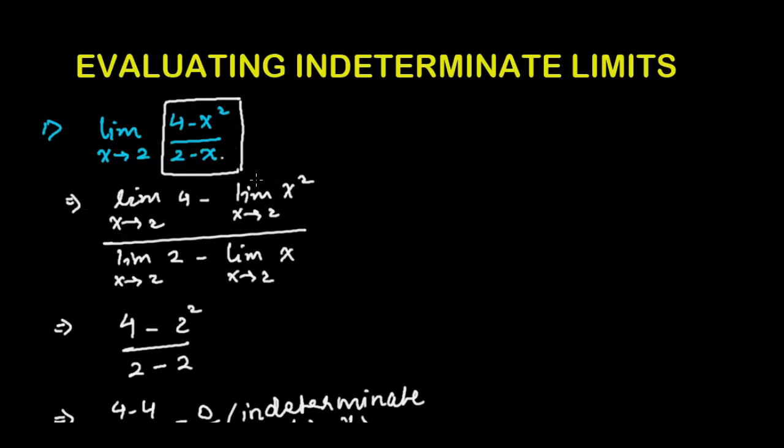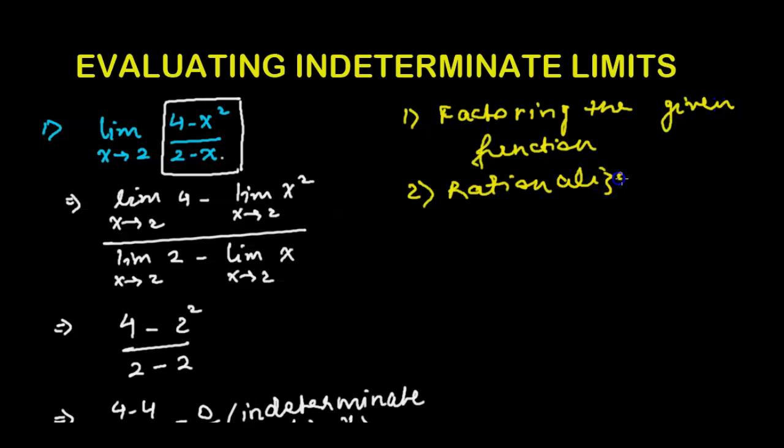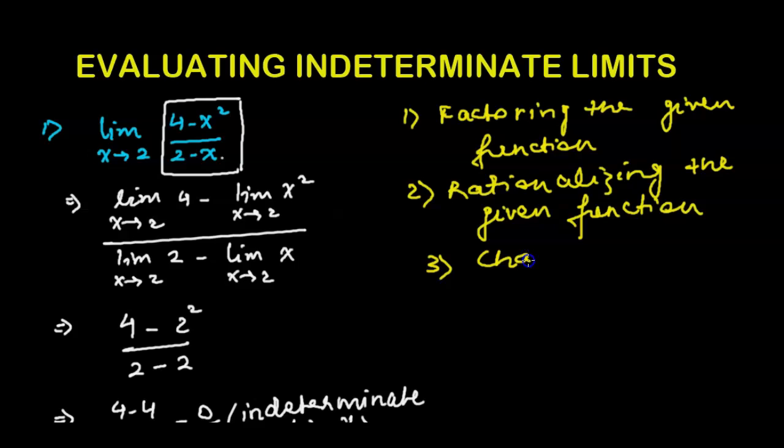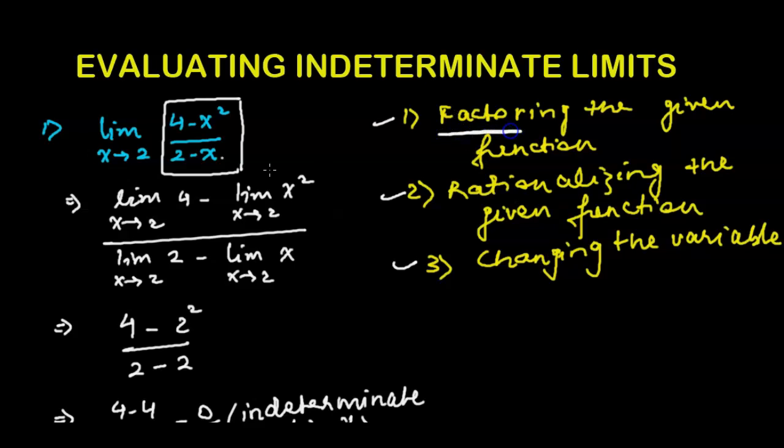Now the process to find an equivalent expression or an equivalent function is either factoring the given function, rationalizing the given function, or changing the variable of the given function. So out of these three methods, we're going to adopt the one method that is applicable to that particular function. What that means is, this is a function on which rationalizing is not applicable. Changing the variable we can always try at the end. So we would first try factoring on this.